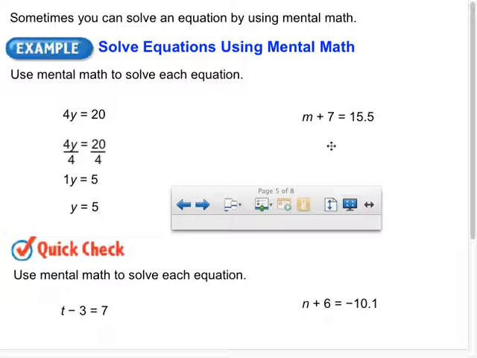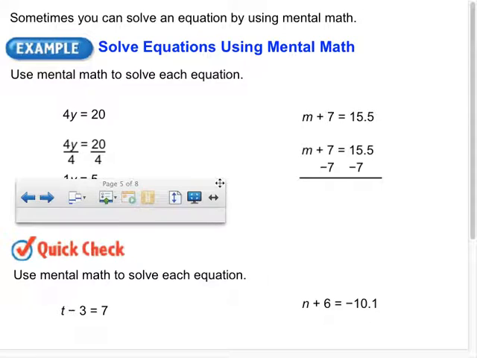I'm going to subtract 7 from both sides. Got it? Now, when I do that, something a little different happens than what I did with divide by 4 on the first problem. What's plus 7 minus 7? 0, right. And then, like Jason said, 15 take away 7 gives me 8 and 5/10. But now, what's m plus 0? Don't say 0, please. It's just m, because if I add 0 to something, I don't change it. So I just get m equals 8.5.